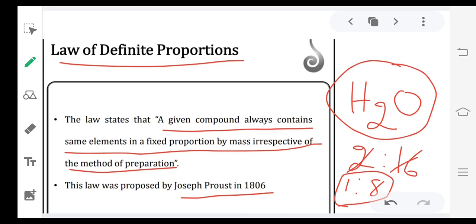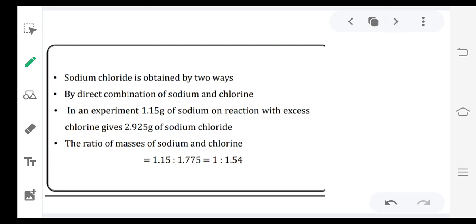You have different samples of water. If you analyze each and every sample, you will get the same mass ratio 1:8. So it means it follows the law of definite proportion: a given compound always contains the same elements in a fixed proportion by mass, irrespective of the method of preparation. Now we will see one example for this. Just now I explained by taking the water example. Now this is the experiment. Sodium chloride.